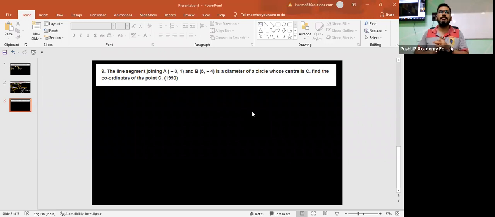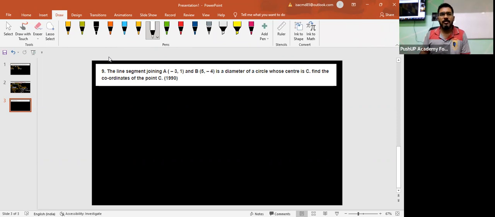Start. The line segment joining A (minus 3, 1) and B (5, minus 4) is a diameter of a circle whose center is C. Diameter means it will have a center, right? Center means midpoint. So children, the sum is based on the midpoint formula. Let me teach you what the midpoint formula is first.